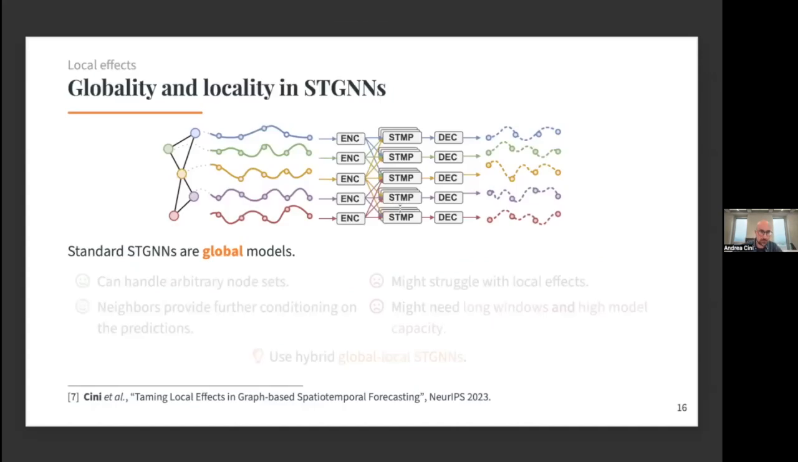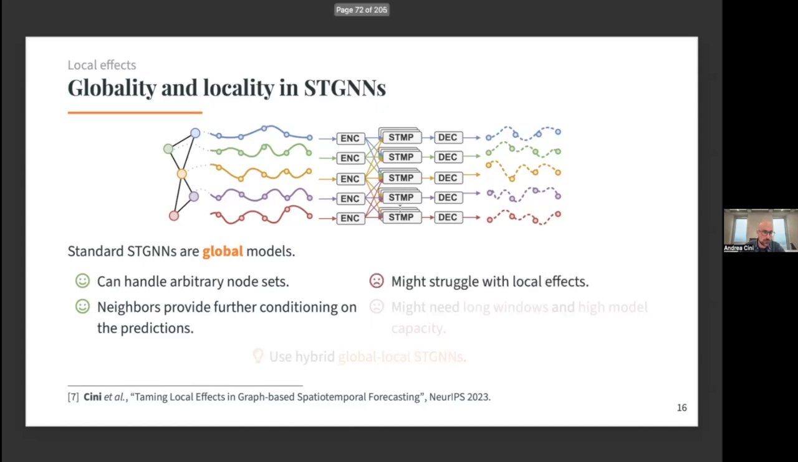So as anticipated, given the previous taxonomy of forecasting models, spatiotemporal graph neural networks are global models. And this is good news since they can handle arbitrary node sets and they can exploit this relational structure to condition the forecast at each node, at each time series, with respect to the neighborhood of that node. However, they might still struggle in accounting for all the many possible heterogeneous dynamics that might be present in the collection of time series that we want to forecast. And this might result in models needing very long observation windows or a very high model capacity.